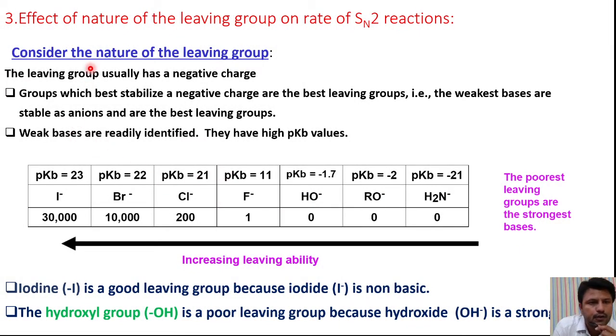Then coming into the third one, consider the nature of the leaving group. If a leaving group readily leaves, then the rate of the SN2 reaction is again high. See, the anion which can stabilize this negative charge can readily leave.